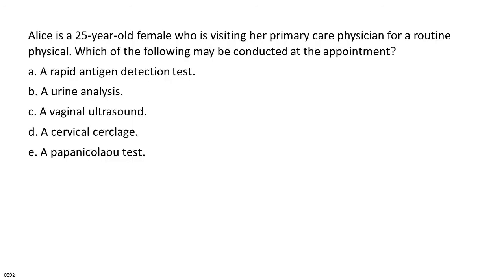Alice is a 25-year-old female who is visiting her primary care physician for a routine physical. Which of the following may be conducted at the appointment? A. A rapid antigen detection test. B. A urine analysis. C. A vaginal ultrasound. D. A cervical cerclage. E. A Papanicolaou test.